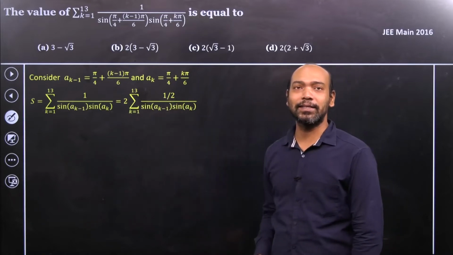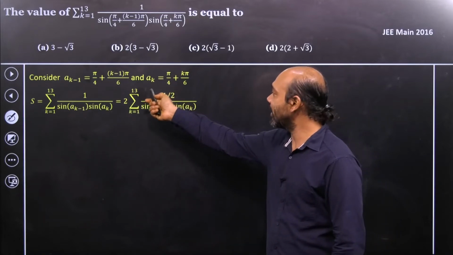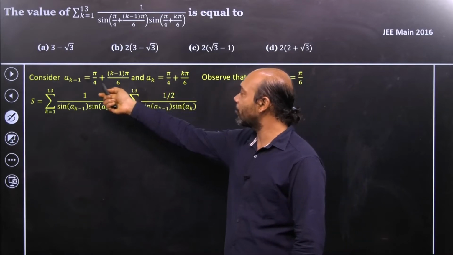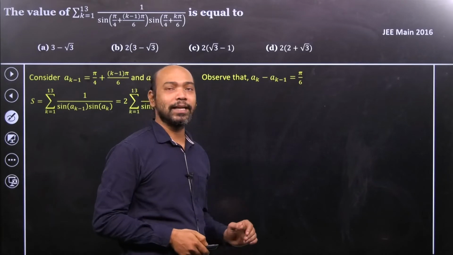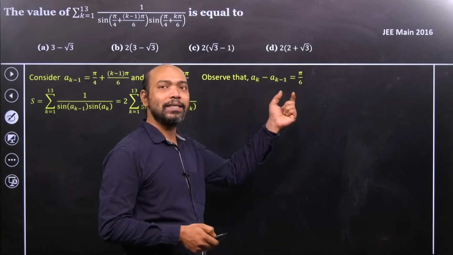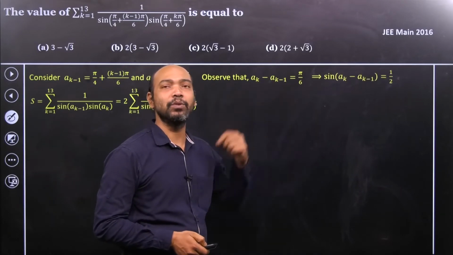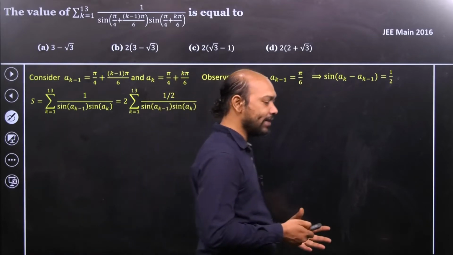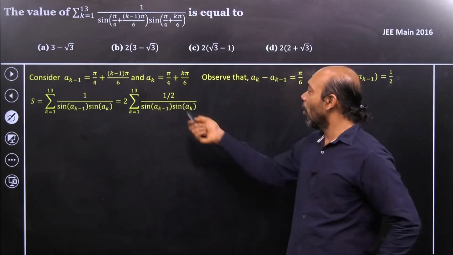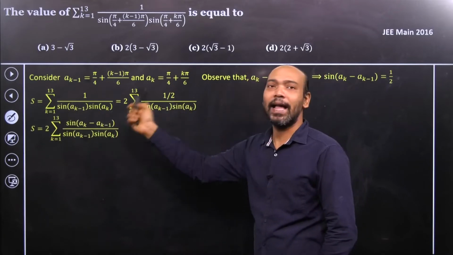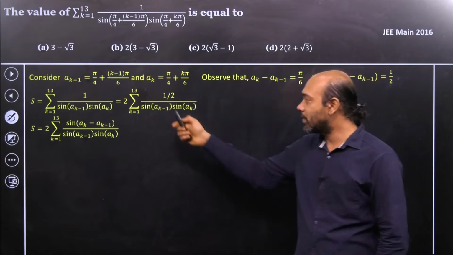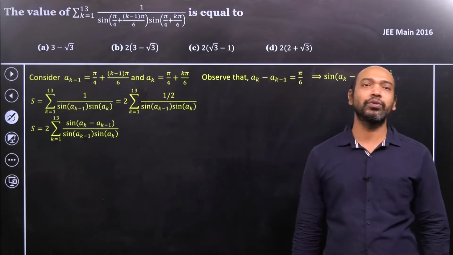Why do I apply this trick? Because if I consider the subtraction between ak and a(k-1), we get pi by 6, and if I take sine on both sides, that gives you half, because sine pi by 6, sine 30, is equal to half. So wherever we get half, it can now be replaced by sine of ak minus a(k-1). This is the simple trick we have to use to solve this problem.